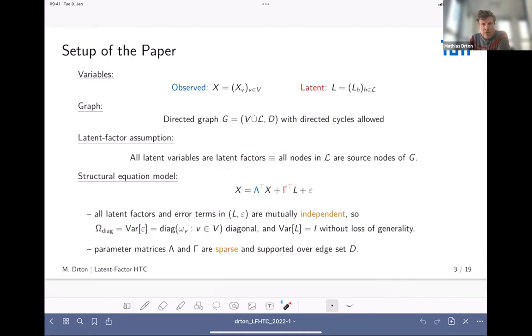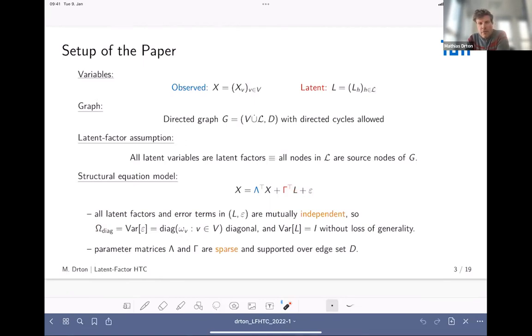In that case, I can summarize my model simply by the equations for the observed variables. And they take, again, this form. The vector X is lambda transpose X plus gamma transpose L, the latents, plus noise. Given the source node nature, the latent variables are independent of these noise terms, and all the random variables in L and epsilon are independent of each other. So this means that the covariance matrix of epsilon is a diagonal matrix that I'm going to call omega diag here, with entries little omega V. And the covariance matrix of L is diagonal.